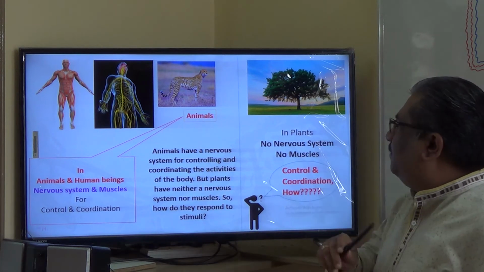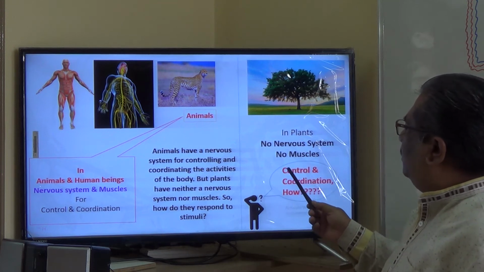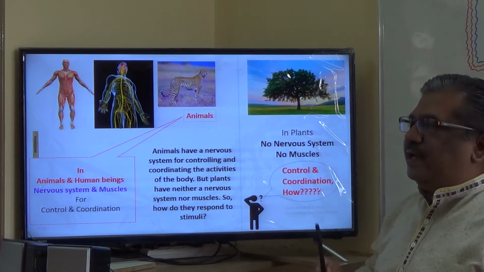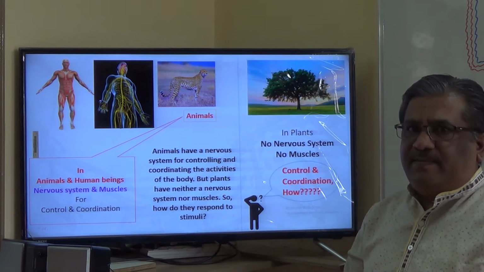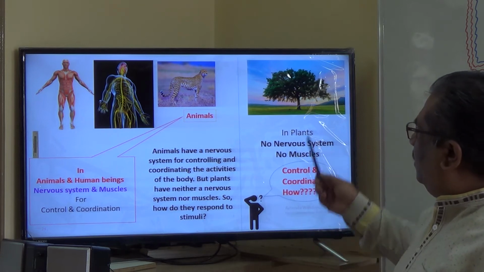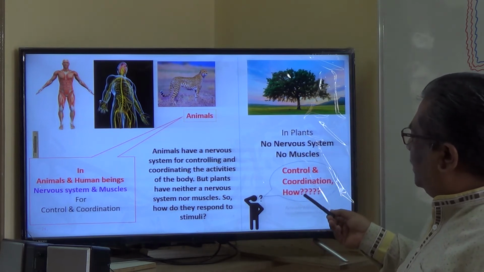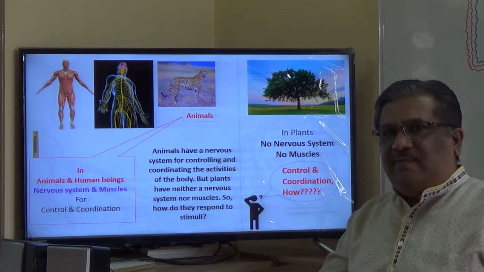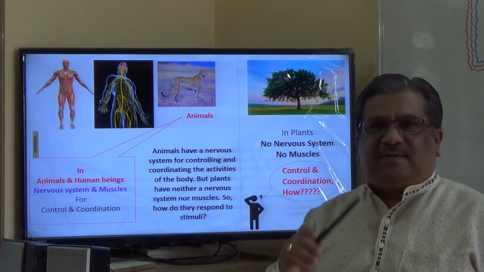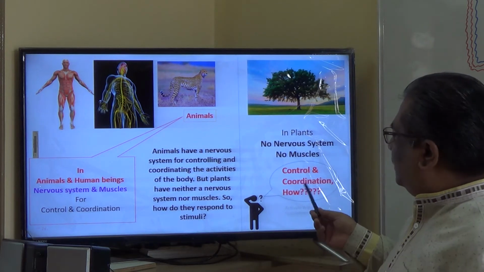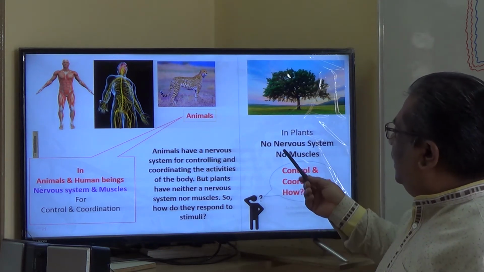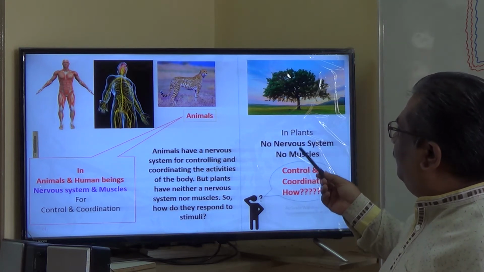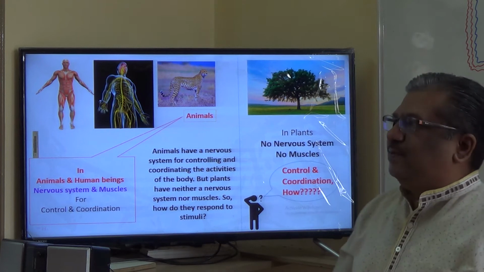But look at this plant. In plants, there is no nervous system and no muscles. Plants do not have muscles as well as nerves. So what is the way control and coordination is achieved in plants? This is what this person is thinking, and equally I am thinking, and equally you are also thinking. How is control and coordination achieved in the absence of a nervous system and muscles? How do plants achieve control and coordination?